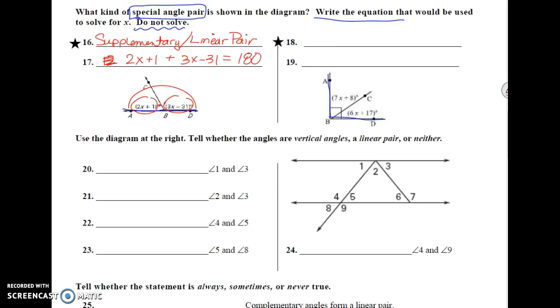When we're looking at question 18 and 19, again, we only have half of the angle with the box in the middle. That means they are complementary angles, and in this case, complementary only adds up to 90 degrees. So we have 7x plus 8 plus 6x plus 17 equal to 90 degrees.